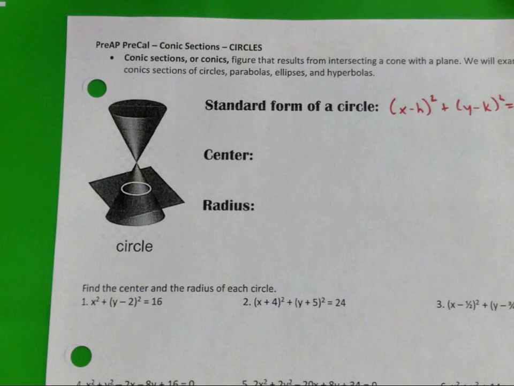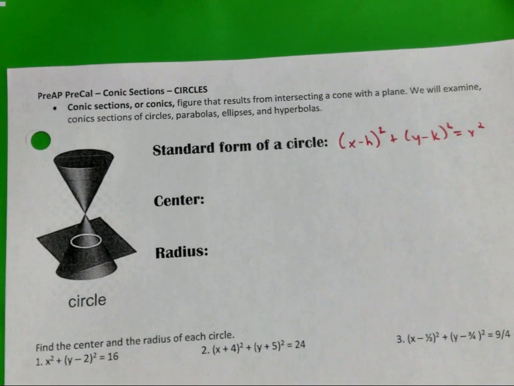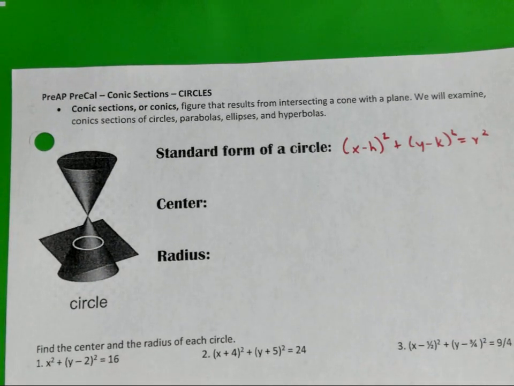So like I said, in this unit, we're going to study 4 types of conic sections: circles, parabolas, ellipses, and hyperbolas. Okay? And conic sections are formed when you have a plane intersecting with a cone.